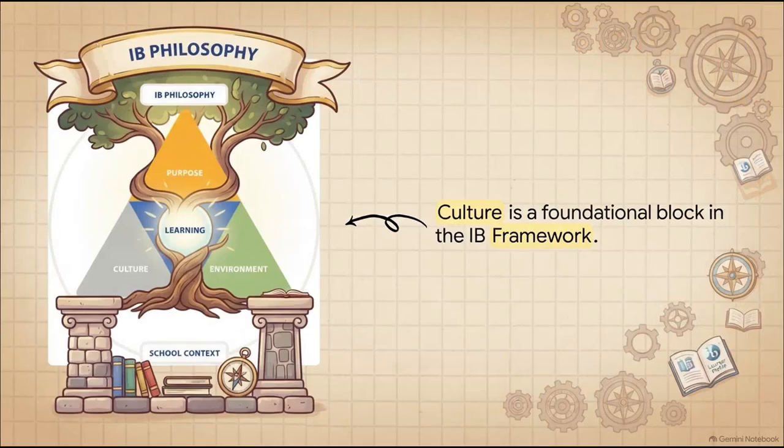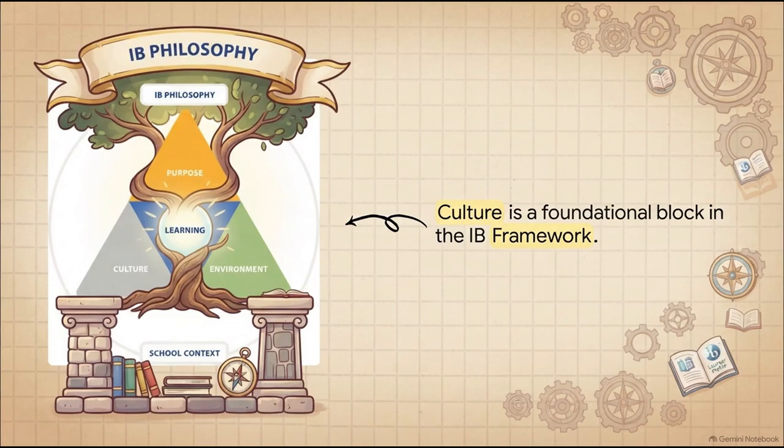First things first, let's look at the actual blueprint. Because before we can assess our culture, we really have to see where it fits into the grand scheme of an IB World school. When you look at the framework, notice how culture acts as a vital, foundational block right there on the bottom left. It sits right alongside environment. Together, those two hold up purpose. And right in the dead center, entirely supported by culture, environment, and purpose, is your ultimate goal, learning. The whole structure is wrapped in the IB philosophy and your school's unique context.